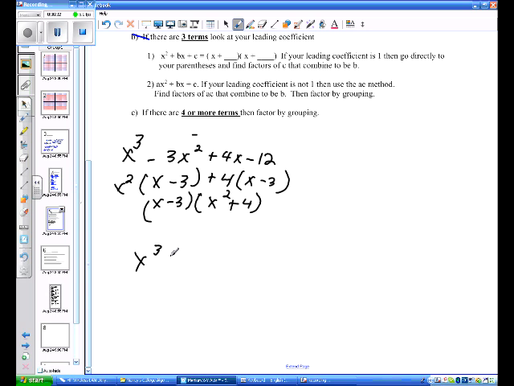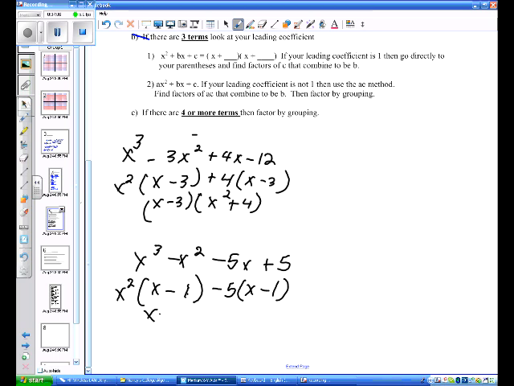x cubed minus x squared minus 5x plus 5. There's no common factor. There's 4 terms. We're going to do it by grouping. In this first group, we could factor out an x squared and have x minus 1. In the second group, we can factor out a negative 5. So negative 5 times x is negative 5x. Negative 5 times negative 1 is a positive 5. Well, these factors are the same, so we can factor out an x minus 1 times x squared minus 5.